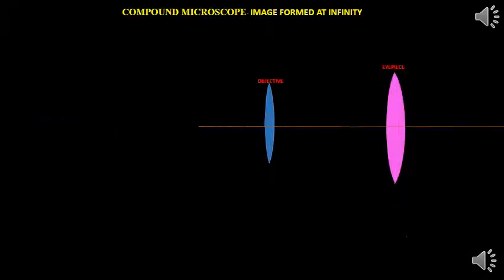Image is formed at infinity. Object is placed at a distance larger than the focal length of the objective. Then the first ray from the object incident on the objective lens is parallel to the principal axis and hence passing through the focus. The second ray passing through the optic center, hence undeviated.